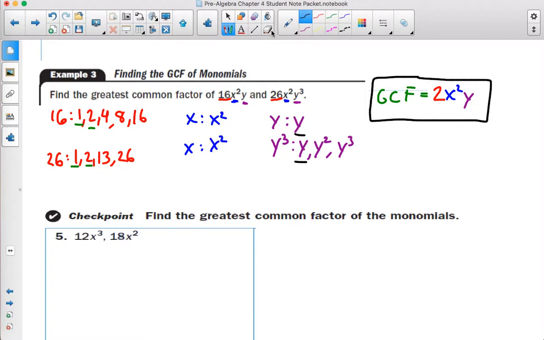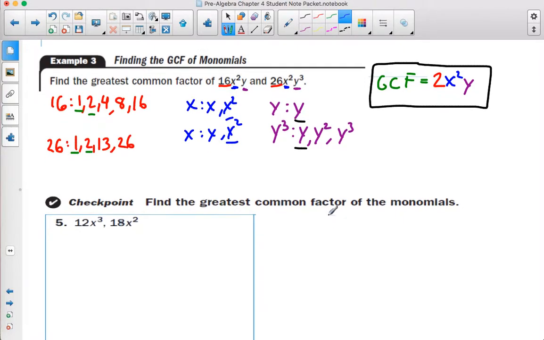So over here, the reason that they had x squared in common is because if I list each of them, the factors of x squared are x and x squared, and the biggest one in common is x squared. Okay? You try with this one.